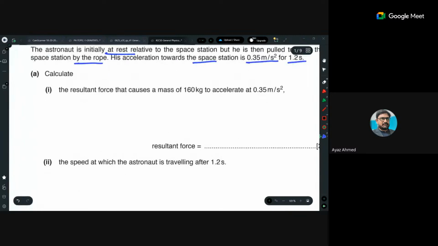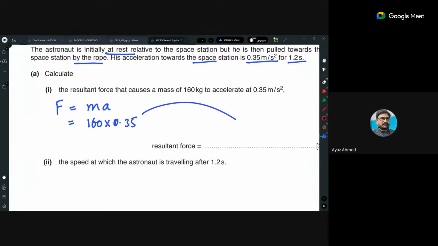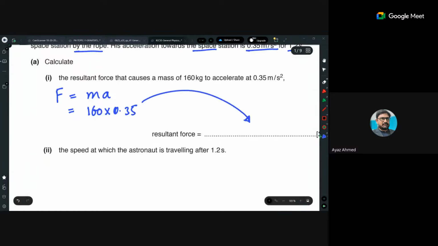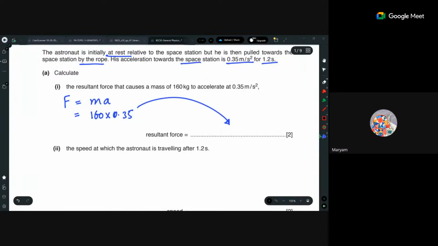Calculate the resultant force acting on the astronaut. A 2 marks question. Okay. So resultant force F equals ma, the mass is 160 kg, and the acceleration is 0.35. The students who have solved it, just let me know the answer. Hurry up. 56 newtons. Okay, so your answer is 56 newtons.